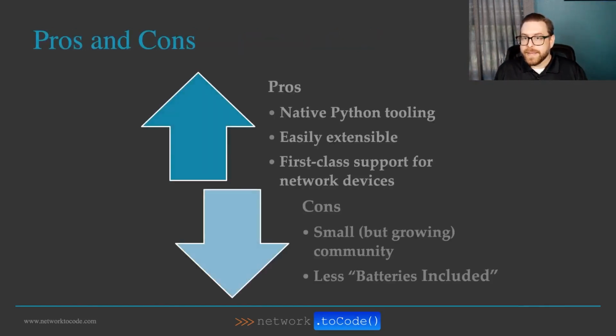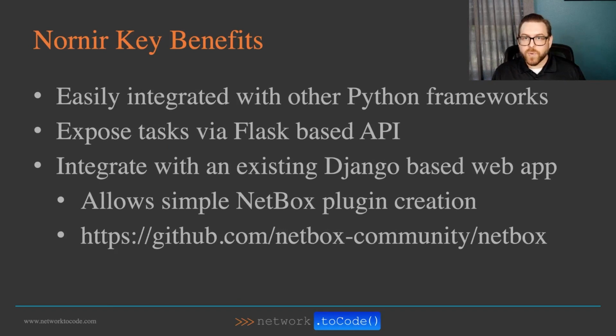So with Nornir, you have that native Python tooling framework. You can easily extend it with plugins, and it has first-class support for network devices. It's not as large of a community as something like Ansible, but it's definitely growing. There's a large number of us invested in it, and it's less batteries included out of the box. You do have to have some Python knowledge because it is a Python automation framework. So why would you want to go over some of those cons? What are the things you would want to get out of it?